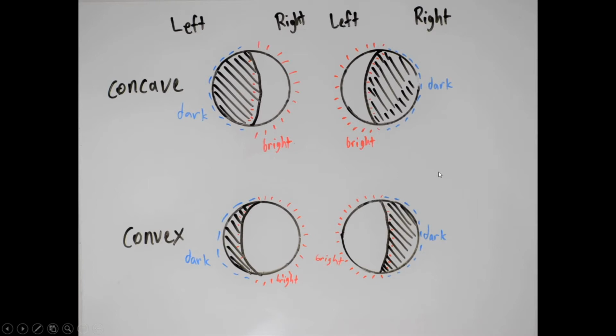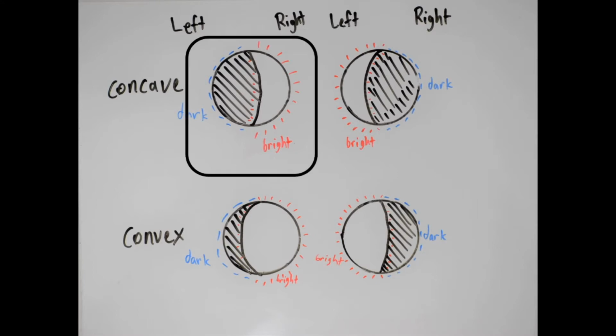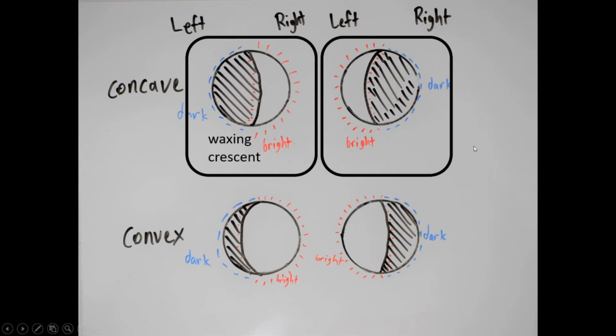Okay, so let's put this information together. This one, what phase of the moon is it? It's concave, and it's left side dark, right side bright, therefore it is a waxing crescent. Let's look at this one. It's a concave shape, left side is bright, right side is dark. It's a waning crescent.